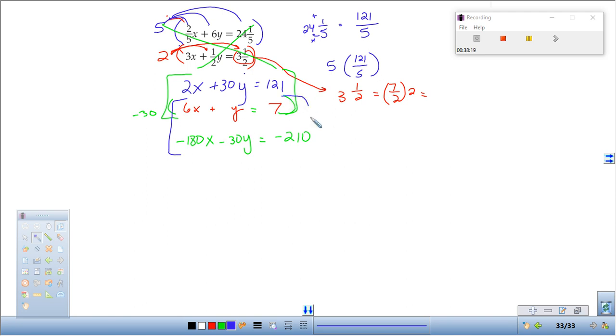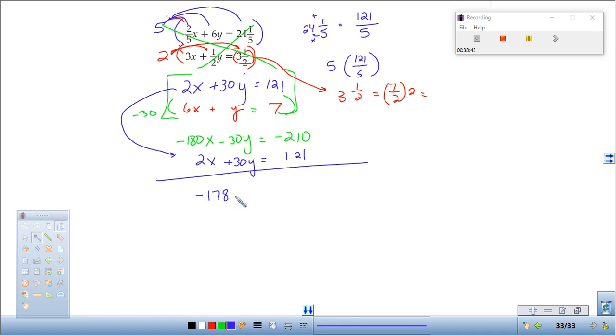Now I'm going to add these two up. Oh, wait, no, not those two. That's that one. I'm going to bring this one down here. 2x plus 30y is equal to 121. Okay. Purposely, these canceled out. Over here, this gives me negative 178x is equal to, oh, great, I can't do this in my head.